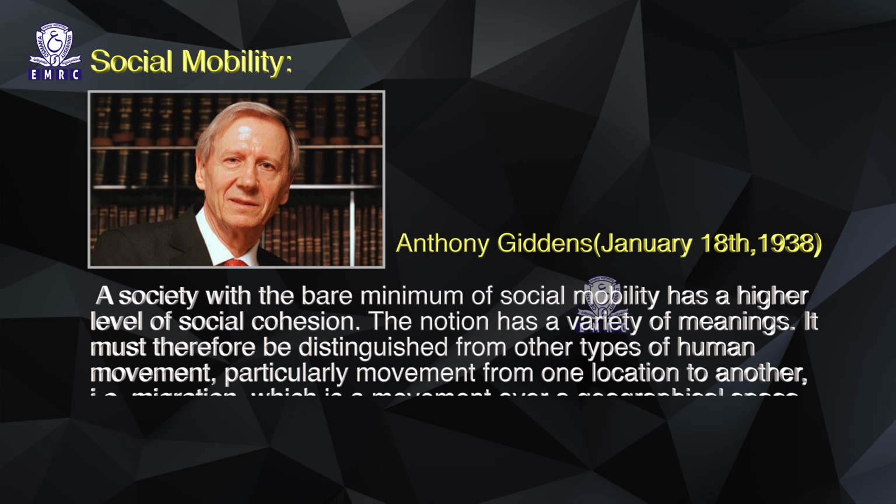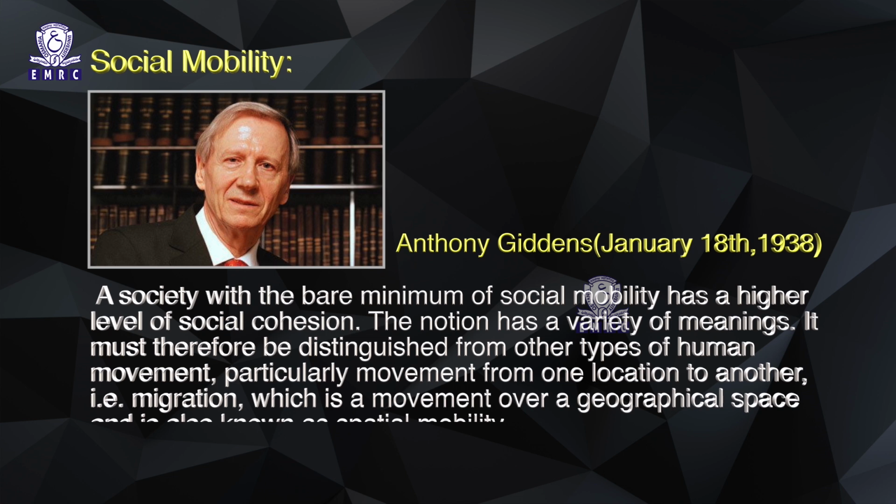It must therefore be distinguished from other types of human movement, particularly movement from one location to another, that is migration, which is a movement over a geographical space and is also known as spatial mobility. This movement can be from village to town, from town to city, from one region to another region and from one country to another country. It is referred to as lateral mobility by Anthony Giddens and is also known as geographical movement across neighborhoods, towns and regions. Geographical mobility refers to a movement that involves a change in geographic location, change in direction and so on.